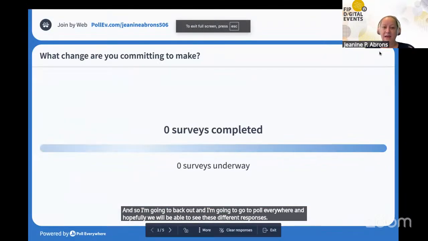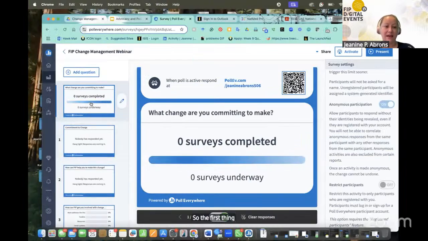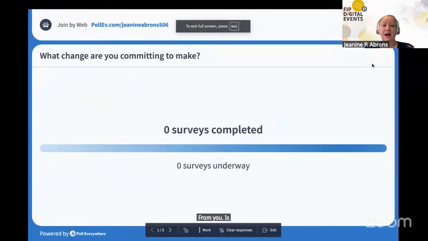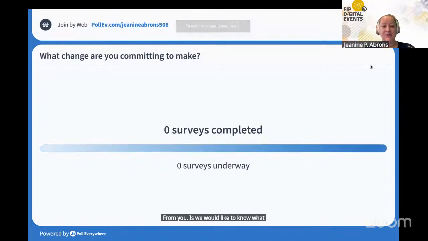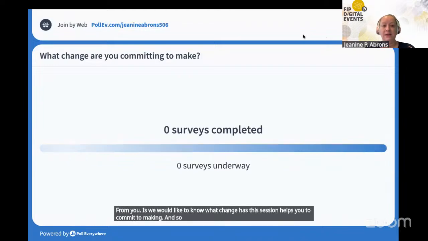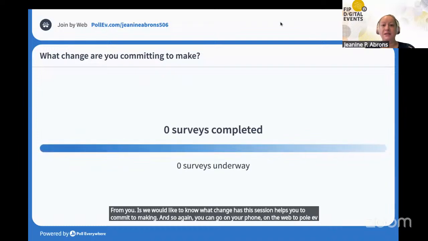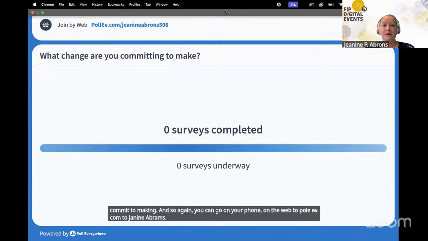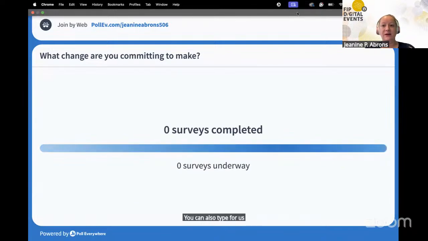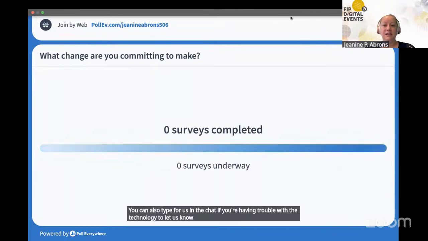So the first thing that we would like to know from you is what change has this session helped you to commit to making. And so again, you can go on your phone, on the web, to pollev.com, to Jeanine Abrons. You can also type for us in the chat if you're having trouble with the technology, to let us know what are some changes that you are feeling committed to impacting based on our session today.